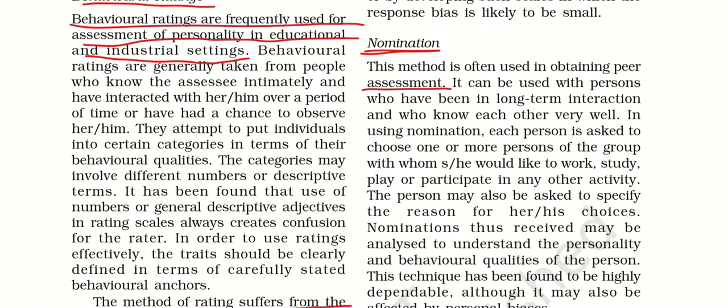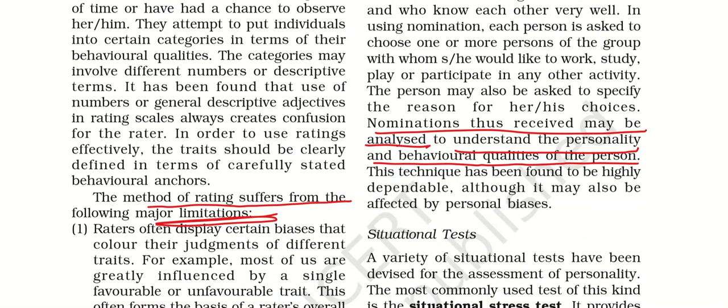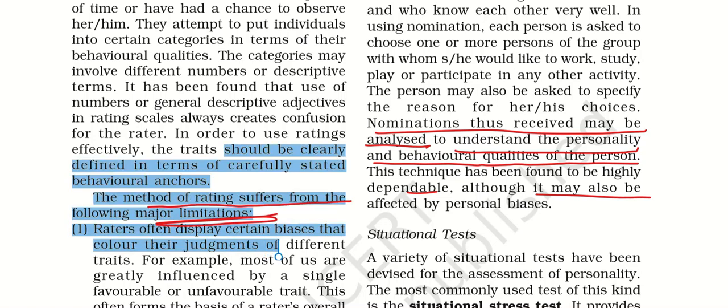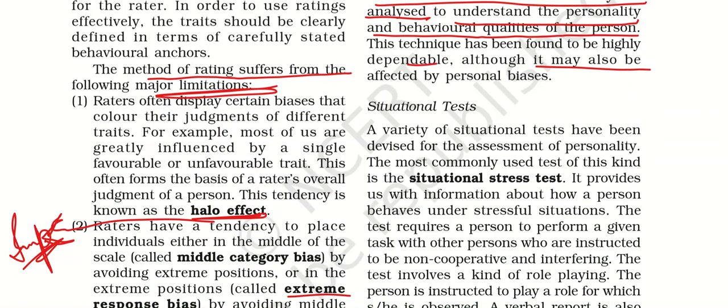Nominations thus received may be analyzed to understand the personality and behavioral qualities of the person. This technique has been found to be highly dependable, though it may also be affected by personal biasness. Like, you might not like a person, but still you have to take that person. So there is a lot of biasness. Or you choose your friends first and you happen to choose the people who are not your friends, with whom you are not on good terms, later in your nomination.